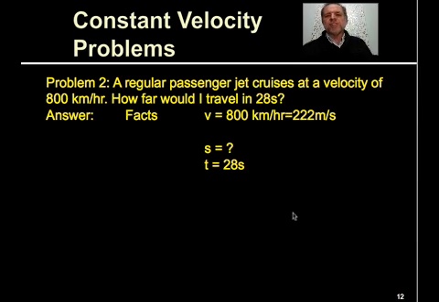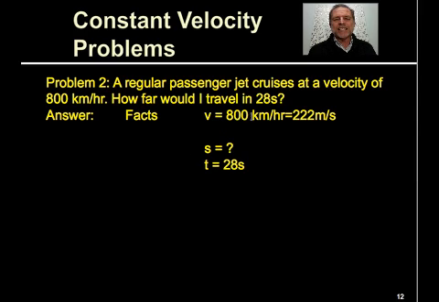imagine I'm a passenger in a regular passenger jet. They travel at about 800 kilometres an hour. Last time I talked about how far I'd run in 28 seconds. Well, how far do I travel in my passenger jet in 28 seconds? Well, let's have a look at the facts.